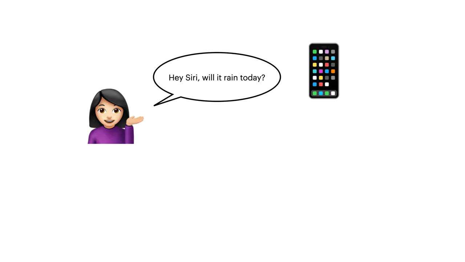Here's an example of a user asking her smartphone, "Hey Siri, will it rain today?" "It doesn't look like it's going to rain today." So, how did the smartphone do that? Let's walk through that process.